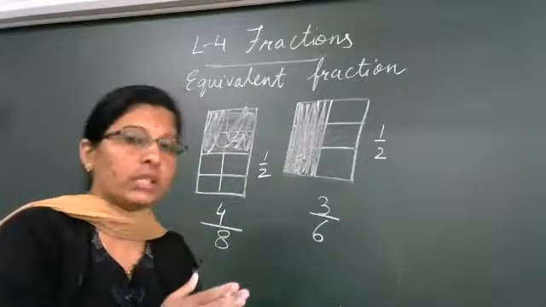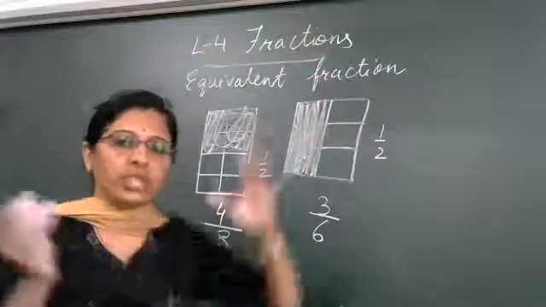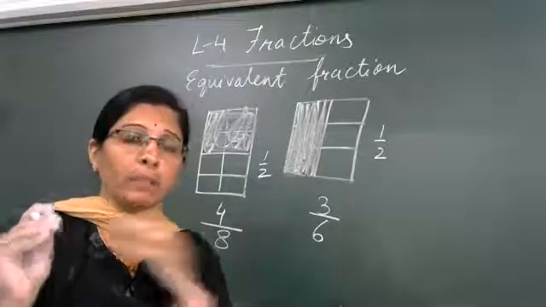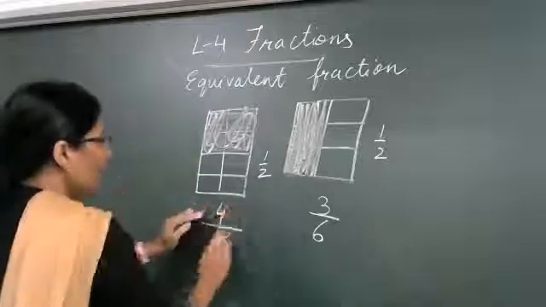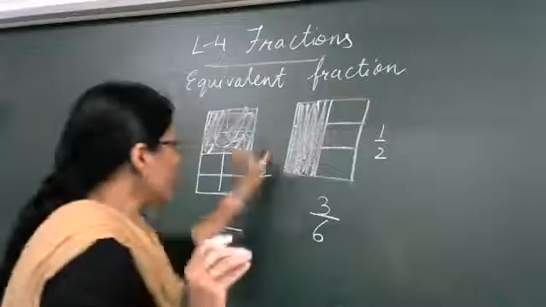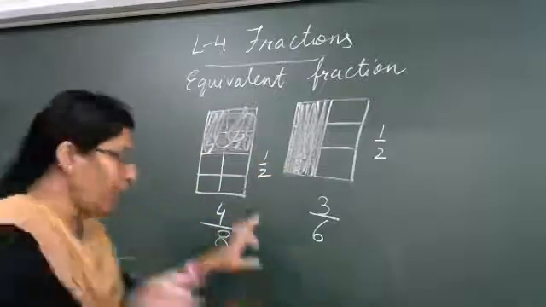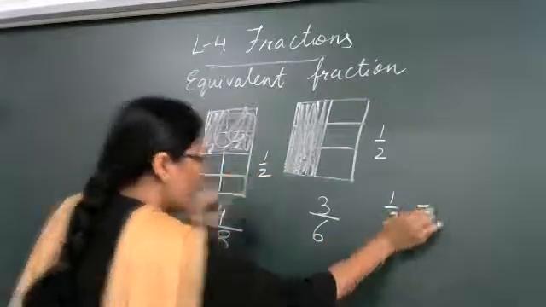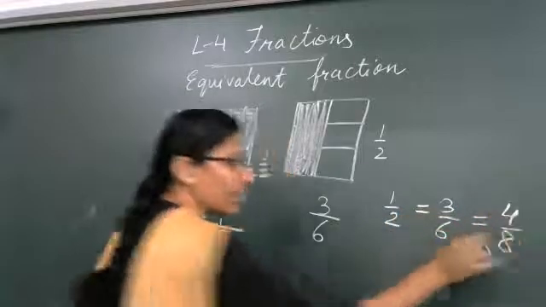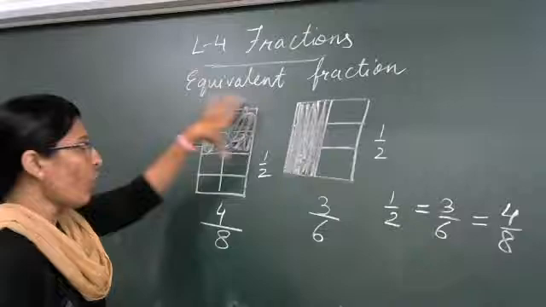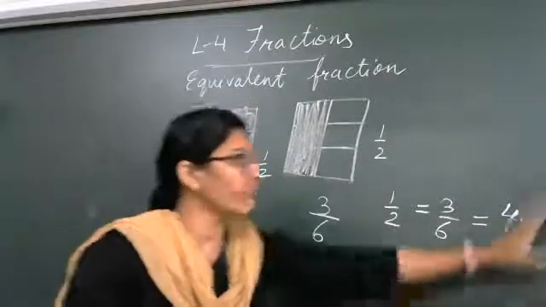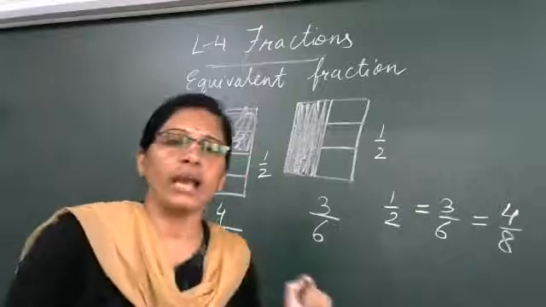Okay, so such fractions are known as equivalent fractions. Here the numerator will be different and the denominator will be different, but after solving, the actual fraction will be the same. That means 1 by 2 is equal to 3 by 6 is equal to 4 by 8. After observing, we can see that all are half part only. That means these fractions are equivalent fractions.